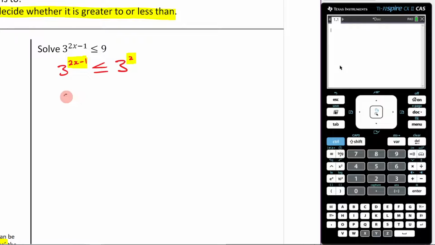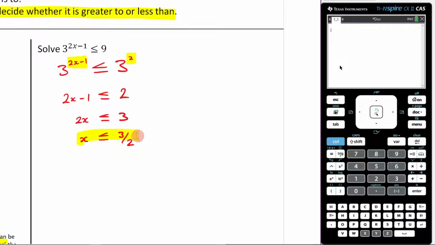Okay, so that means we're going to get 2x minus 1 is less than or equal to 2, which means we're going to end up with 2x is less than or equal to 3, which means we're left with x is less than or equal to 3 on 2. And that right there is our answer.